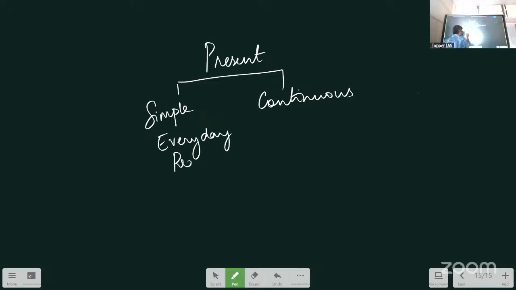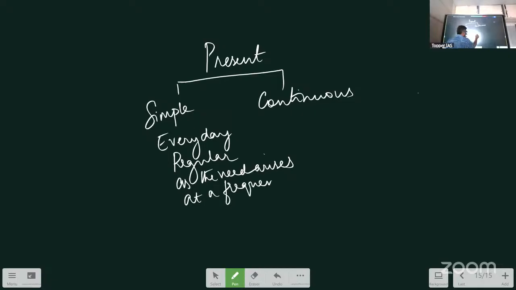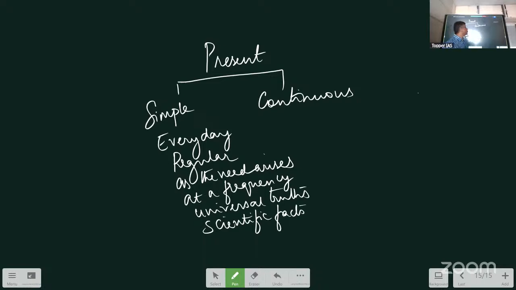regular, as the need arises, at a frequency, universal truths, and scientific facts. All these things must be spoken and written in simple present tense. So let us now understand the structure for it.